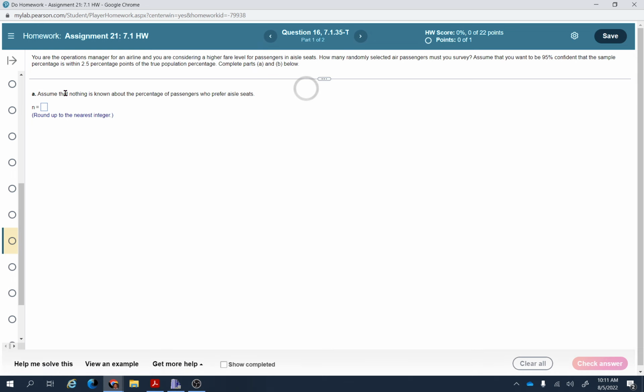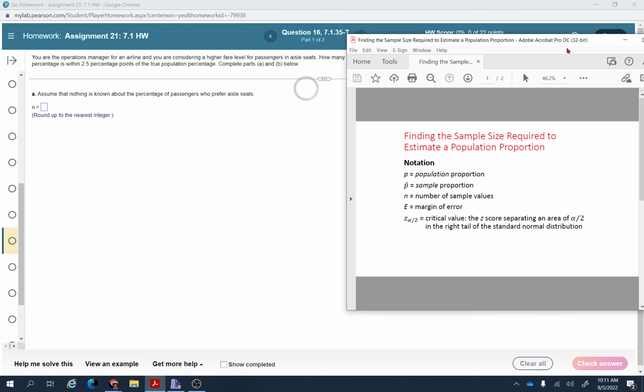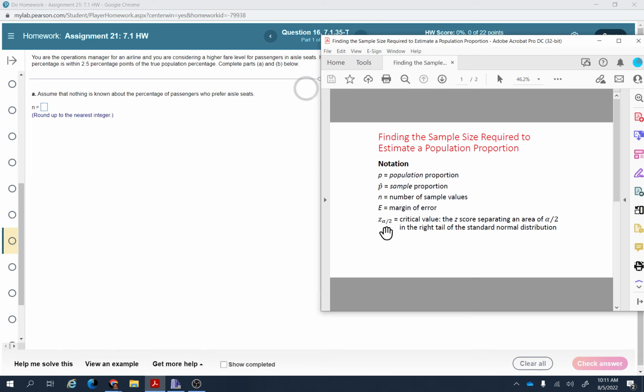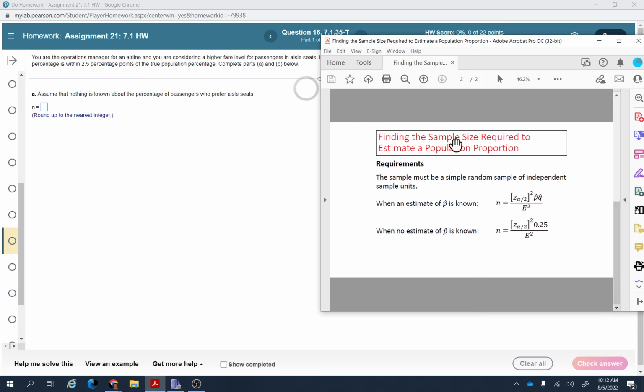Part A: assume that nothing is known about the percentage of passengers who prefer aisle seats, and we need to find the sample size. To solve this problem, we first have to understand the symbols we're using. p stands for population proportion, p cap stands for sample proportion, n is the number of sample values, which is what we're trying to find here. E stands for margin of error, and z alpha over 2 is the critical value, the z score, separating an area of alpha over 2 in the right tail of the standard normal distribution. These are the symbols we're using, and these are the formulas.